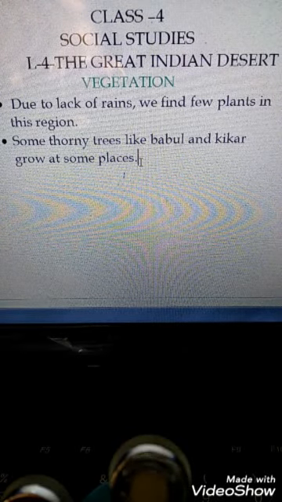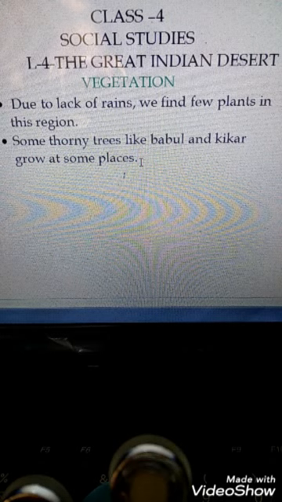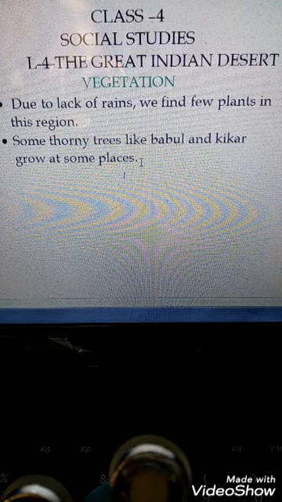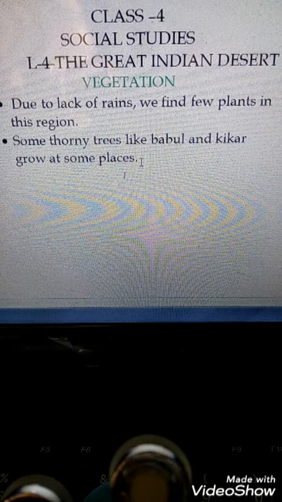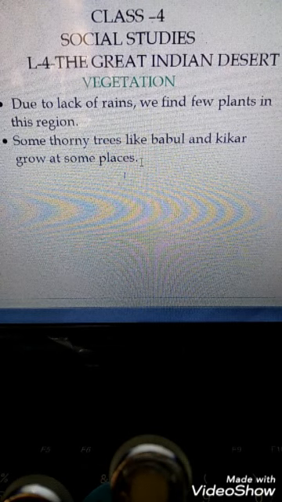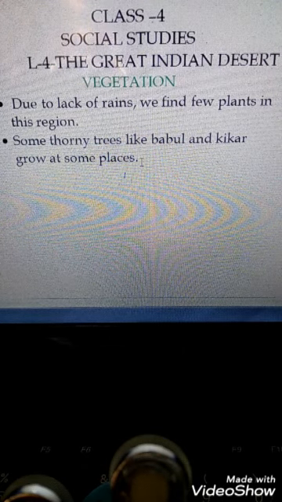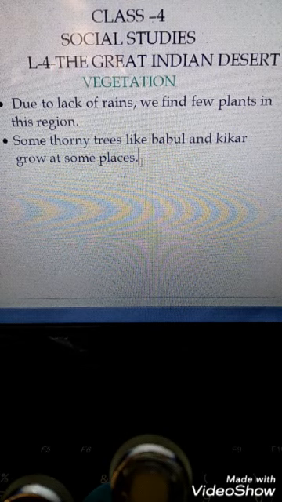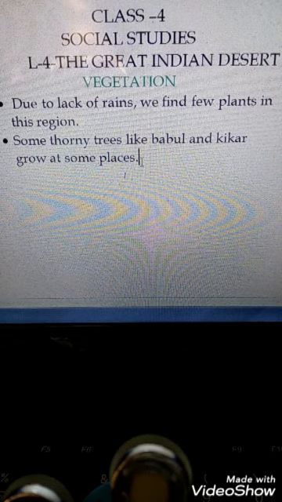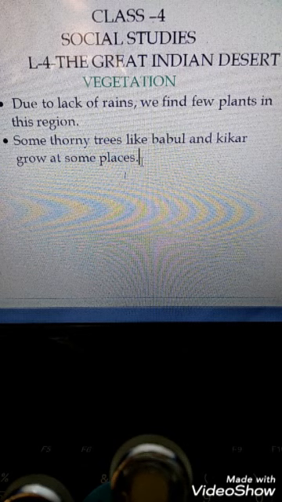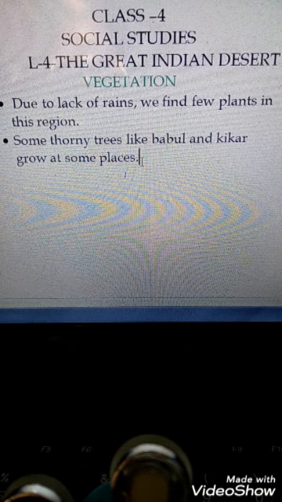Today we are going to discuss lesson number 4, social studies. The lesson name is the Great Indian Desert. So today's teaching point is vegetation. In our last class we discussed the climate of the Indian desert.